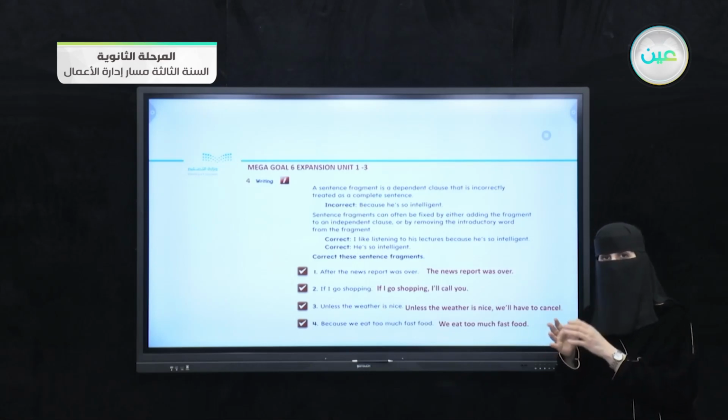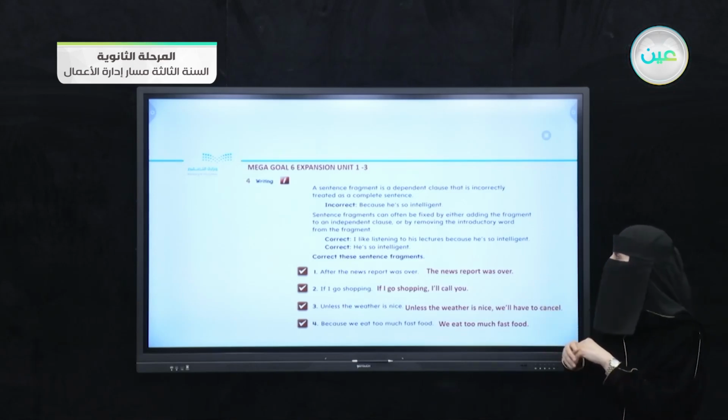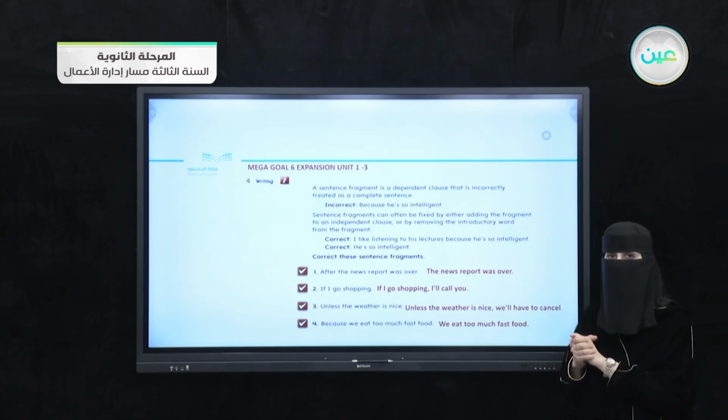So in this unit, we already learned how we use past modals, how we make a sentence with the passive modals in the past, and what situations we write our sentence in. Also how we can use a noun clause, and it has some situations and some expressions we should follow. And the last one, how we make a sentence fragment, so how we correct it if we have it inside our question.